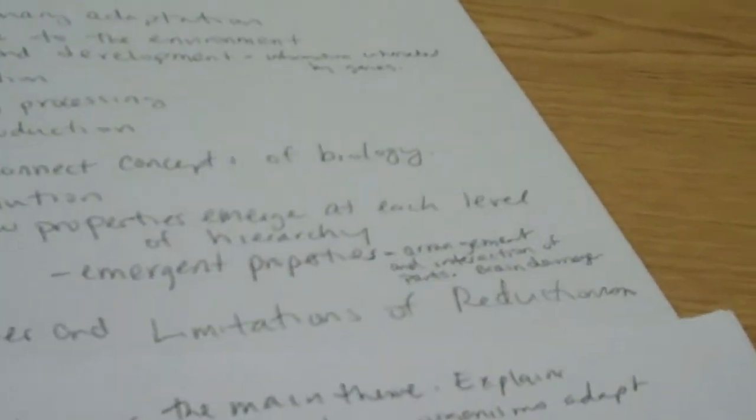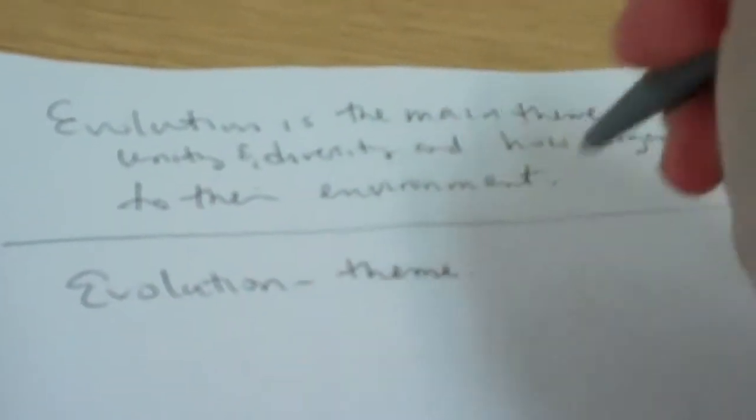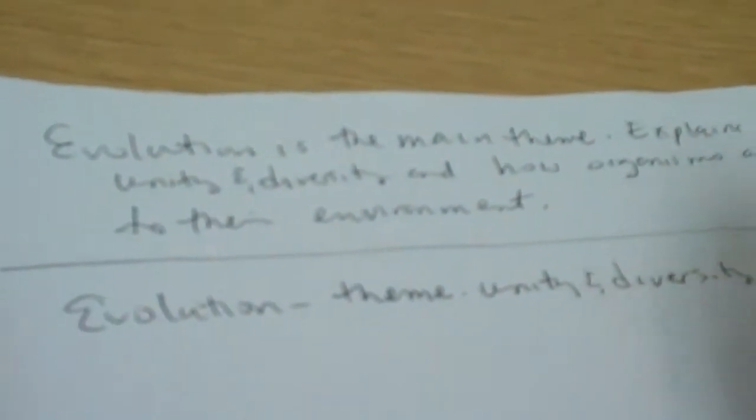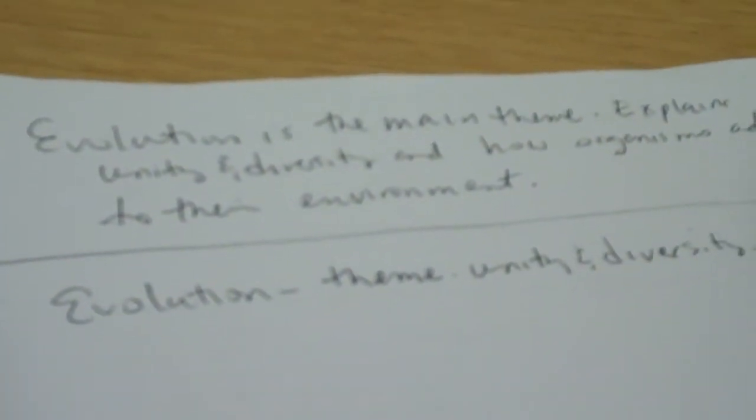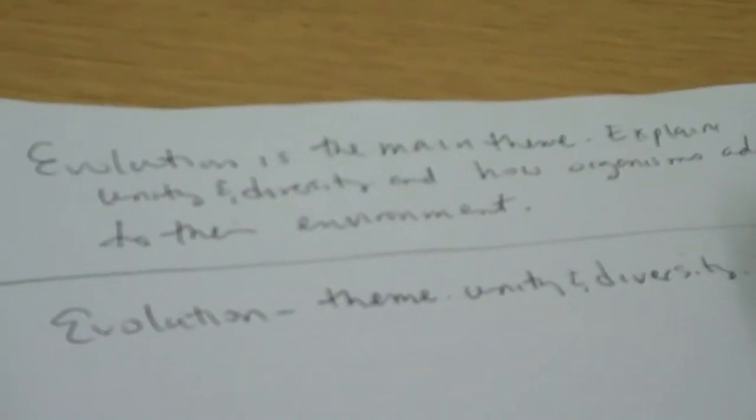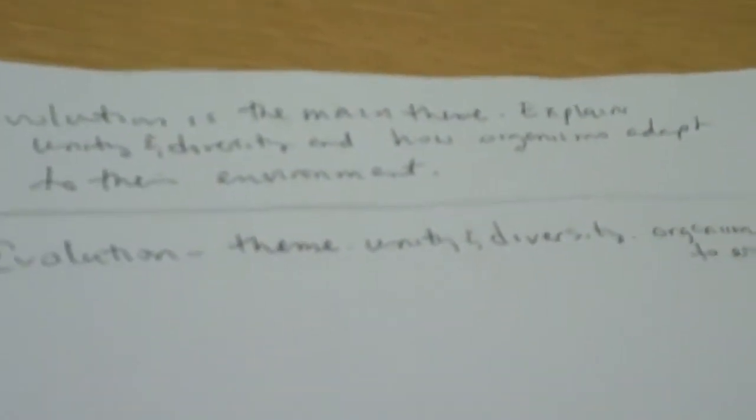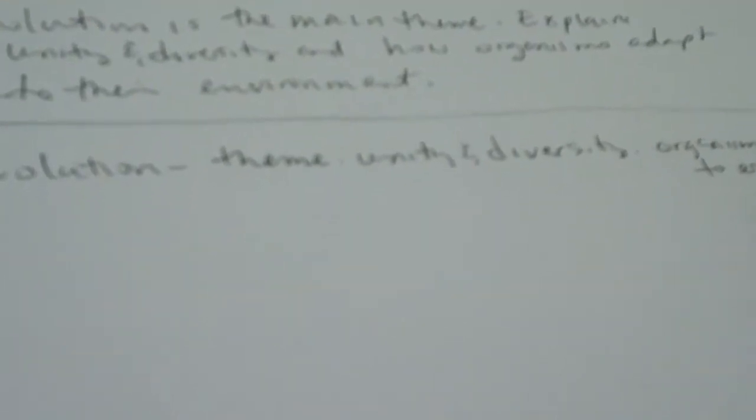Alright, so how do I make that smaller so that I can basically let it use less space in my brain to really understand it? Well, I can do it like this. I could write evolution, theme, unity and diversity, organism matched to environment. And when I do that, I've now taken that same information and I've cut it to be smaller amounts, and that's what you want to do.